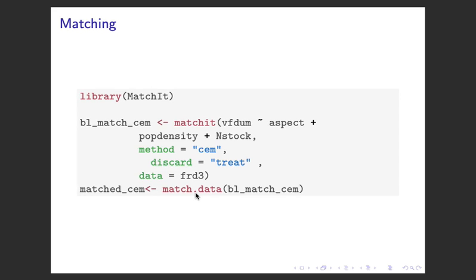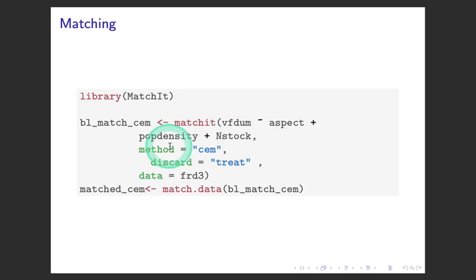In R, there are several packages that can do matching. One of them is MatchIt. So we would have installed this and then we load it. Then we use the matchit function. Here we have the treatment variable vfdum, which shows the treatment and control group. We want to match the observations between treatment and control with respect to aspect, population density, and n stock.